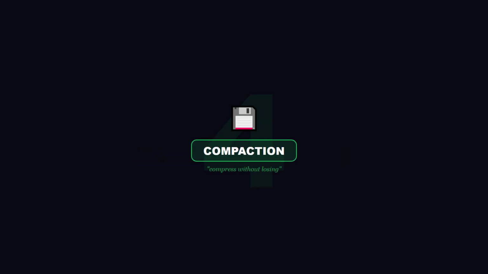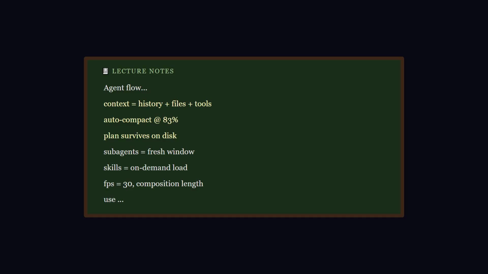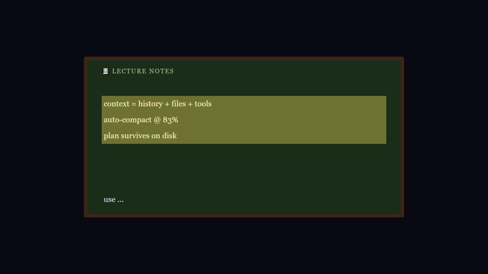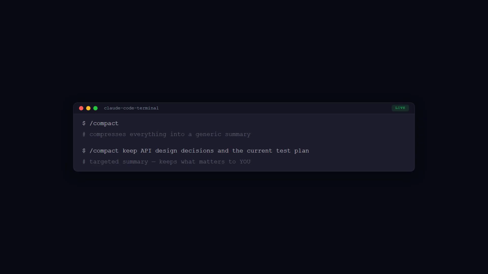Mechanism 4. Compaction. Compaction is like a student taking notes in a lecture. The full lecture is gone, but the key points, the definitions, the formulas, the one example the professor hammered, those stay. Auto-compaction in Claude Code fires around 83% capacity. That is the default. But here is what most developers miss. You can call it yourself.